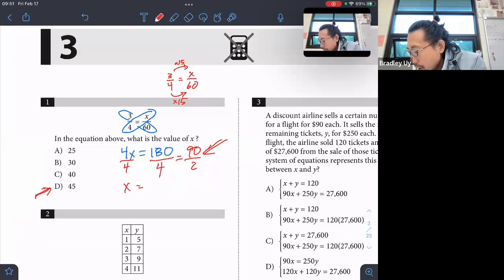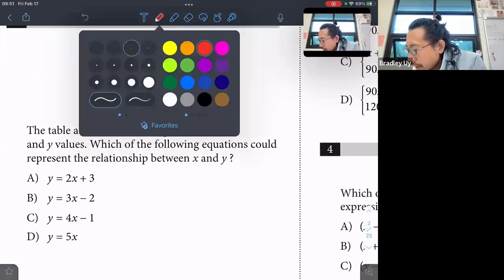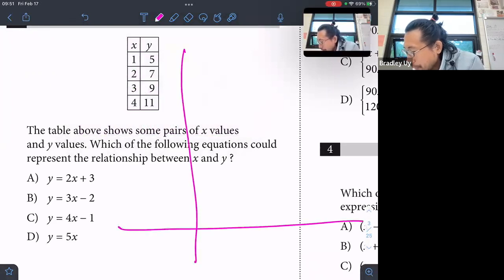Number 2, there are many ways we could understand this problem. One way is to draw a graph. We can start with a quick graph. Obviously, no graph paper will be supplied to you, but you can always make your own. 1, 2, 3, 4, 5, 6, 7, 8, 9, 10, on both axes.